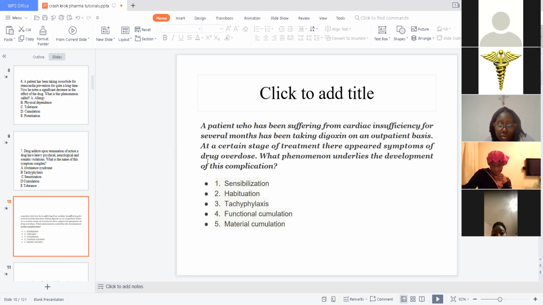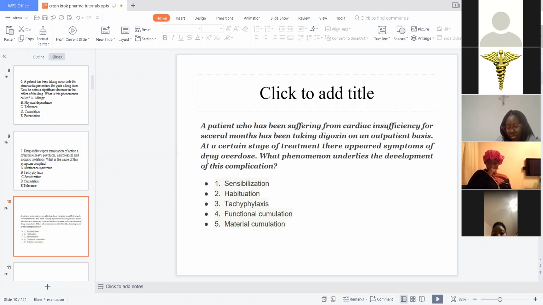Functional cumulation, try again. Material cumulation. Yes, material accumulation is correct. The difference between functional and material is that for material, the drug is yet to be eliminated from the system. So there's accumulation of drug in your system. So for digoxin, it's material accumulation.